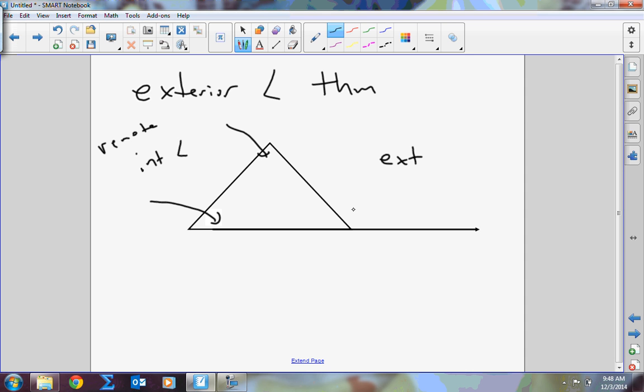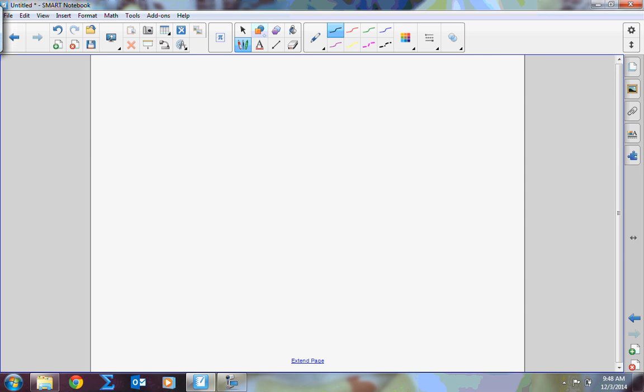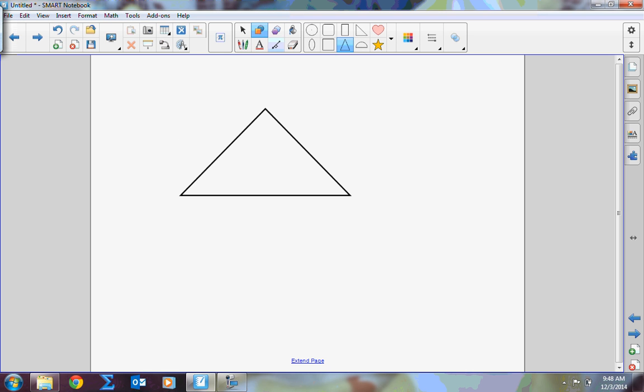And remember that the exterior angle is equal to the sum of its remote interior angles. So the measure of angle 1 would be equal to the measure of angle 2 and angle 3. Now, I told you this wasn't a super big deal through all your geometry life if you ever forgot it, because you can always use the triangle angle sum theorem.